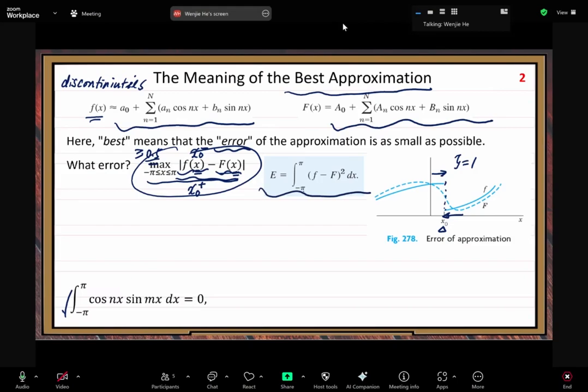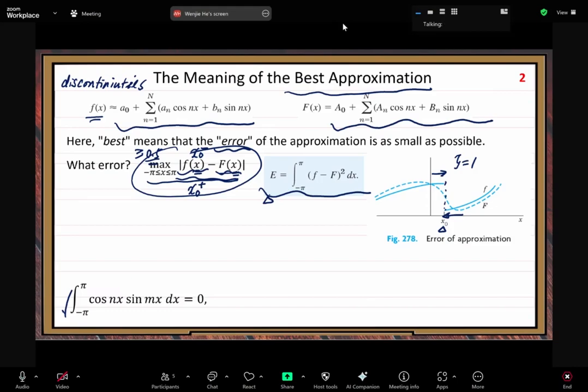Define the error as an integral over the whole interval from negative pi to pi, where we take the square of the difference on this interval. We use the squared-difference integral to define this error term. Then this one is much better. Let me explain why this new definition is much better than the first one.